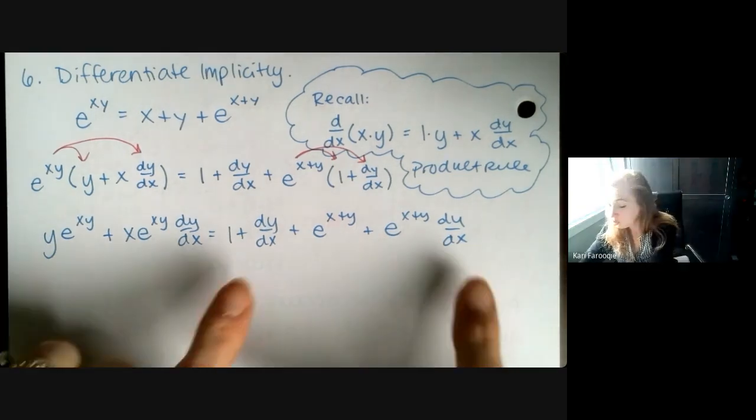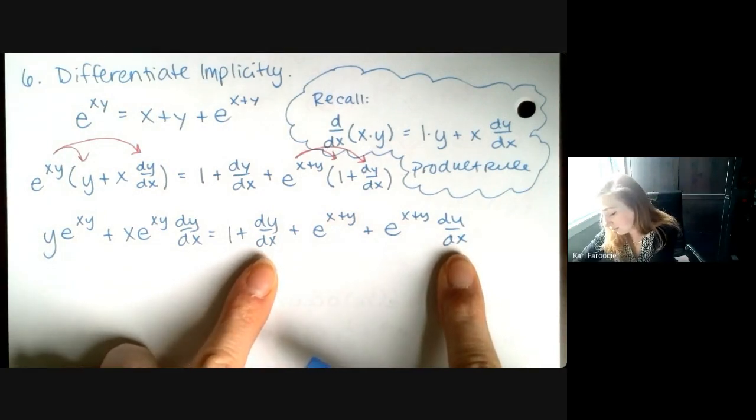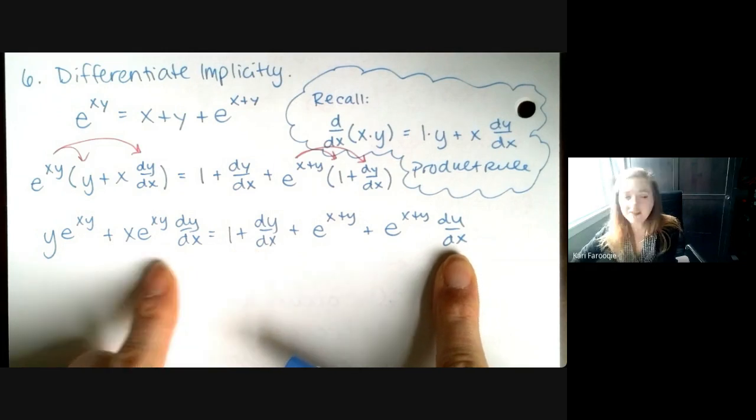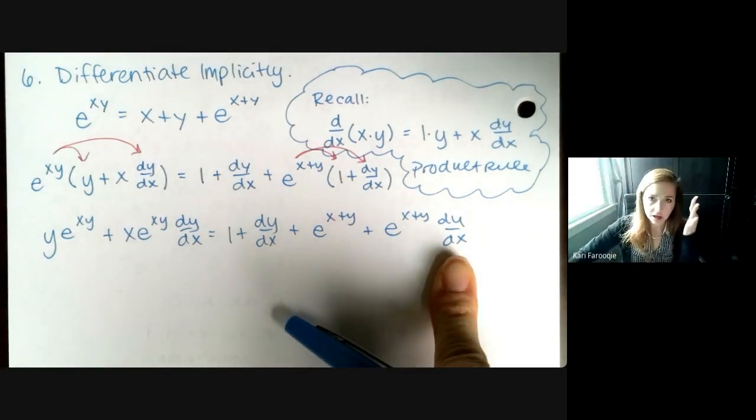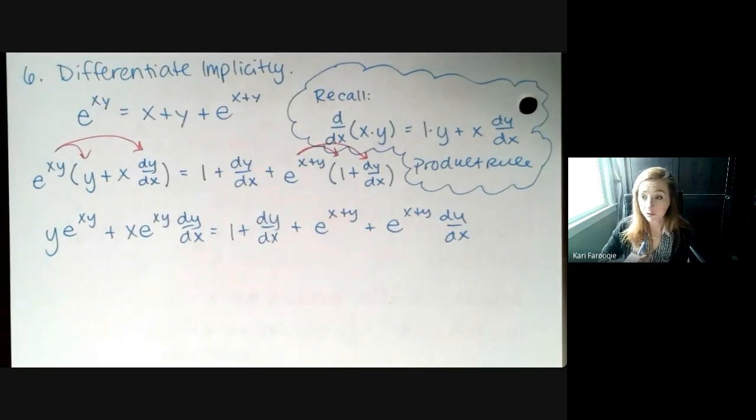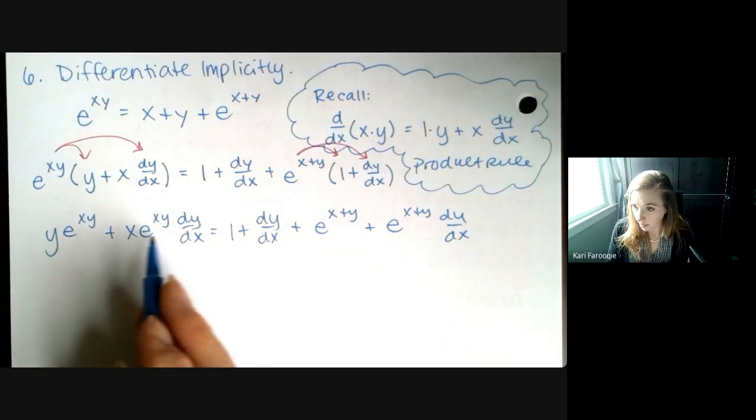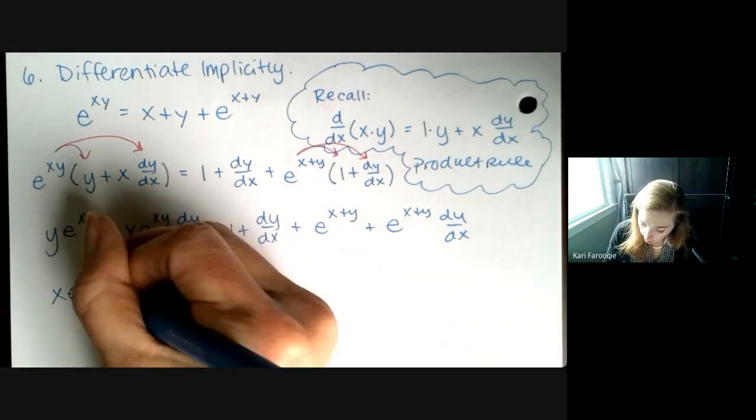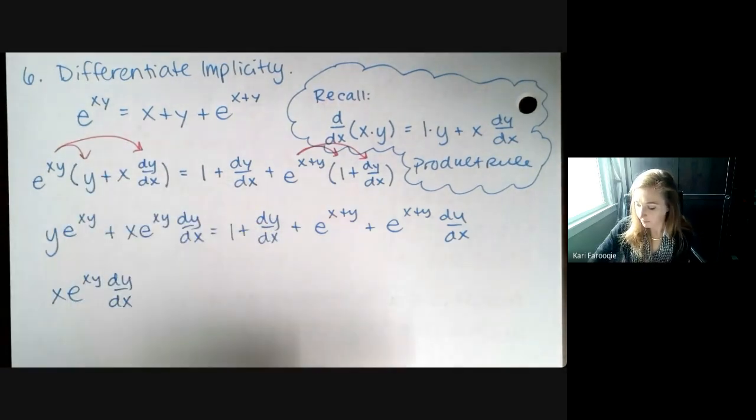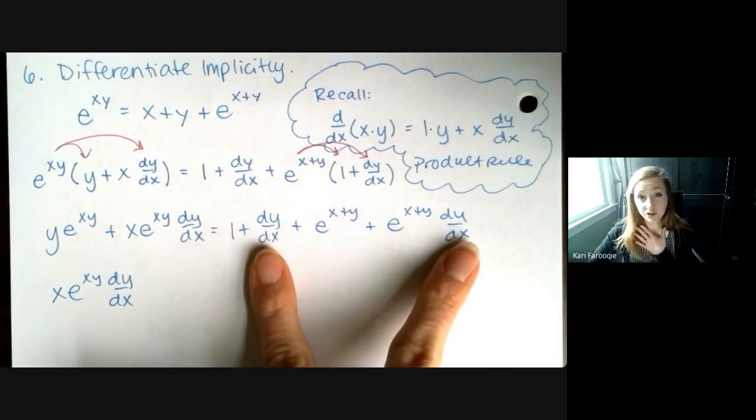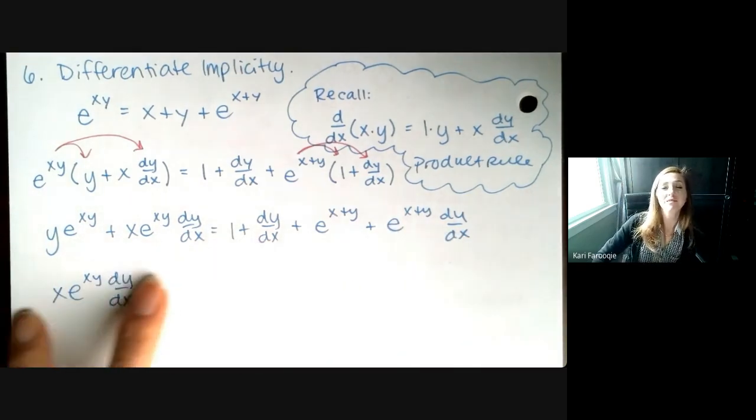Now you have two of them over here. So if you're like, I just want to keep them all over here, I guess that makes sense. But I just like to have my dy/dx terms on the left. It's just a thing. So I'm going to do that. So I'm going to keep this one here, x e to the xy dy/dx on the left. I'm going to move these two to the left-hand side.